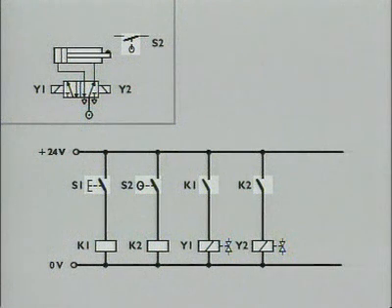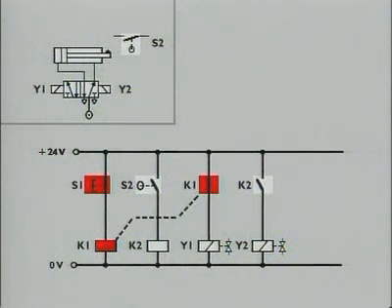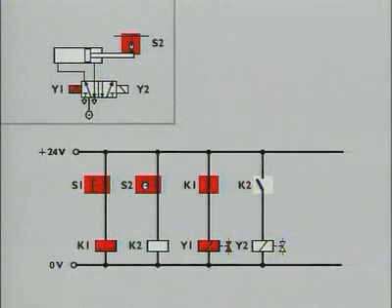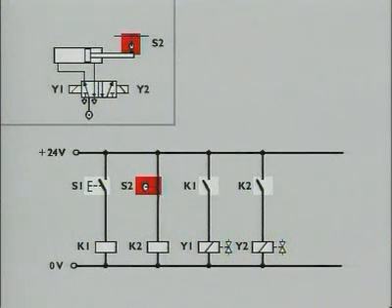This diagram shows indirect control of a valve via a relay. When in the first circuit contact S1 of the push button closes, the coil of relay K1 is energized and contact K1 in circuit 3 is closed. Coil Y1 is energized and actuates the valve. The cylinder extends and actuates limit switch S2 when it reaches its forward end position. Coil Y2 is energized and reverses the valve. The cylinder retracts.